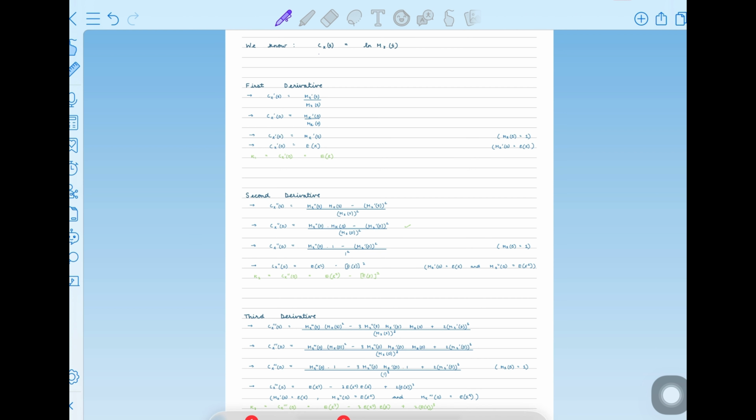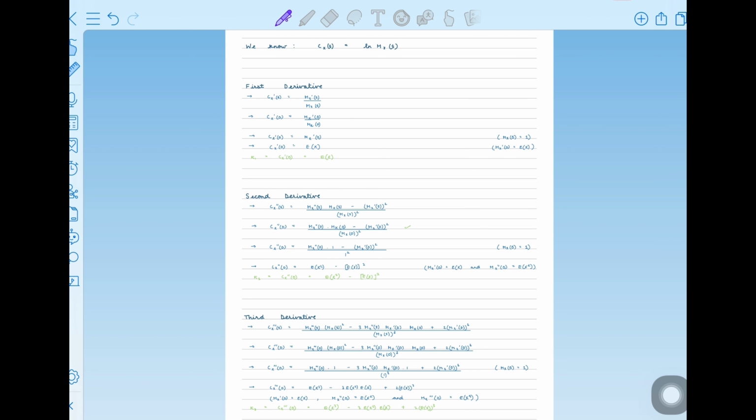We already know that the CGF is given by the logarithm of the MGF. Using this relationship, we will derive expressions for the first, second, and third cumulants in terms of the moments. We start by differentiating both sides with respect to t and put t equal to 0. As we've covered earlier, the MGF at t equal to 0 is 1. Therefore, we are left with this expression.